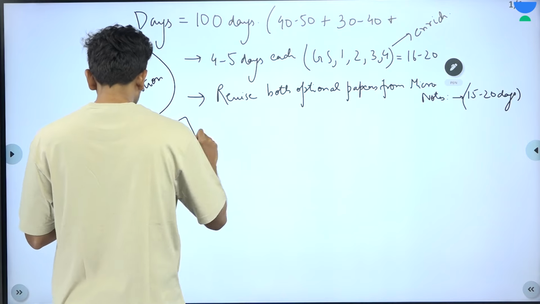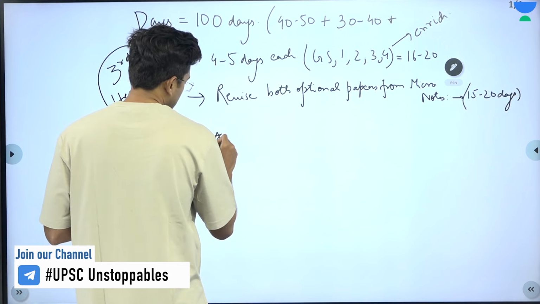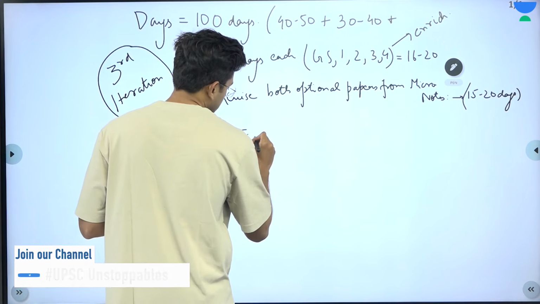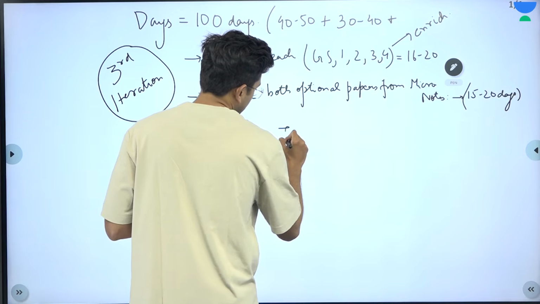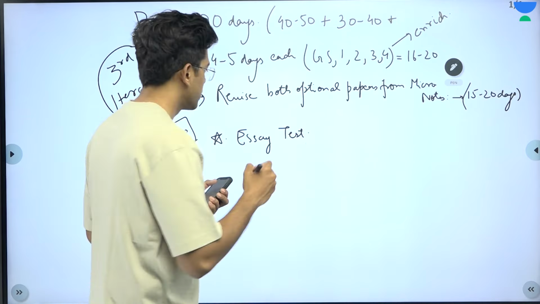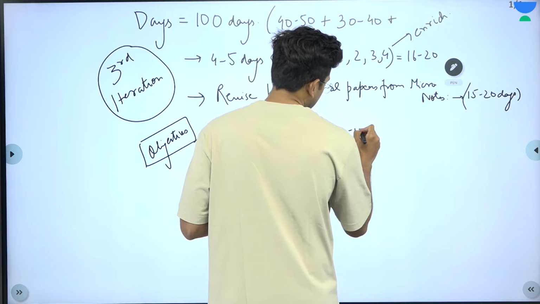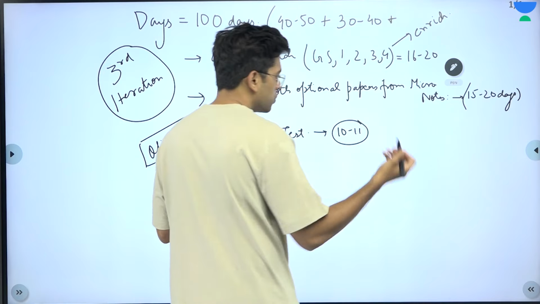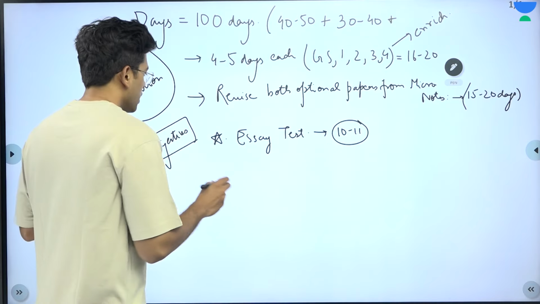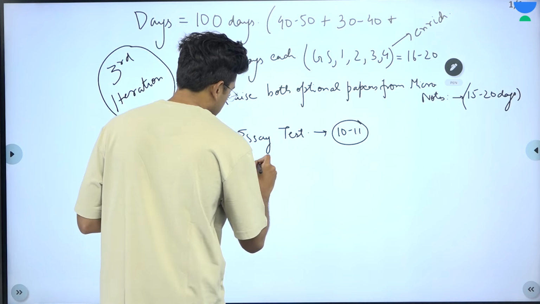Our basic objectives in this iteration are, first of all, to keep writing essay tests. In my case, I have written more than 10 to 11 essay tests in the entire cycle. You can also write around 10 to 11 in total. So in this iteration, you are writing around 2 to 3 tests. And also please club in the GS test with essay now.